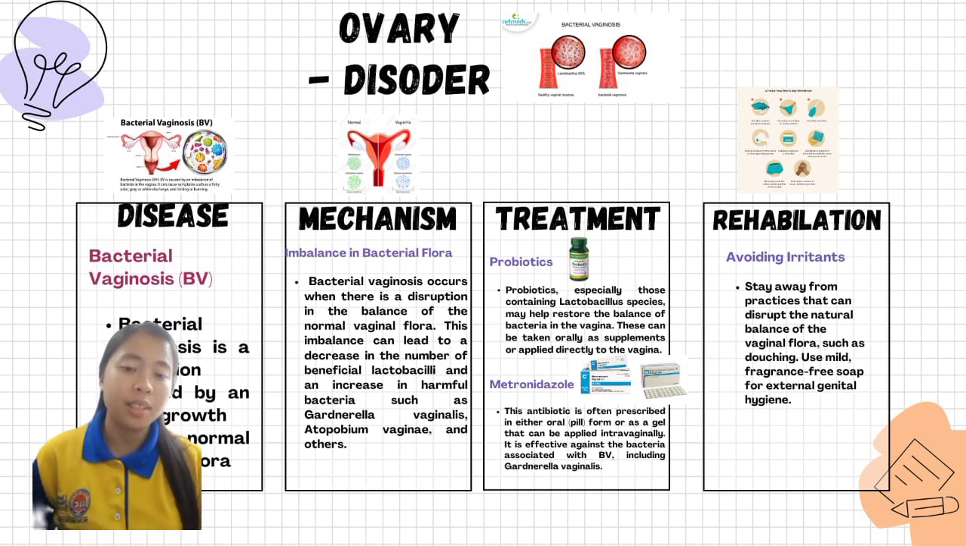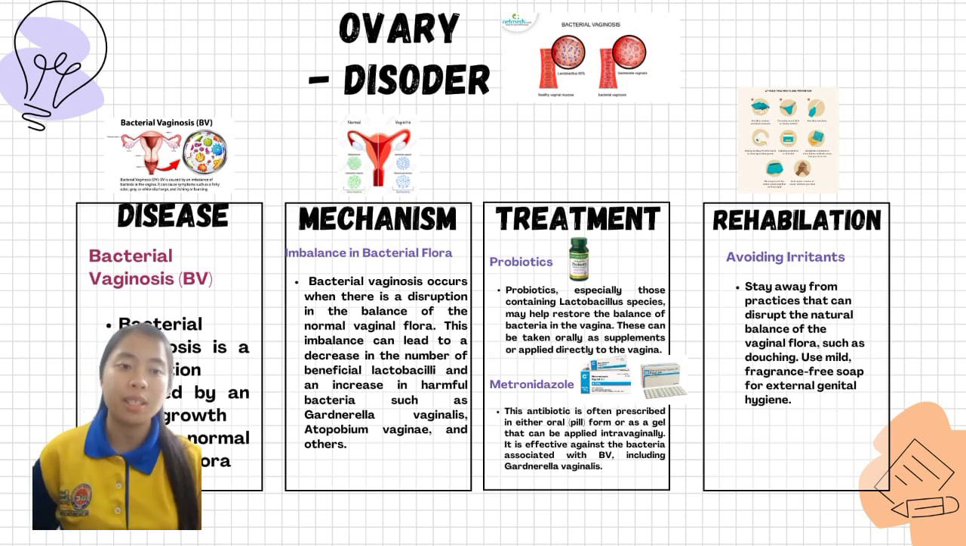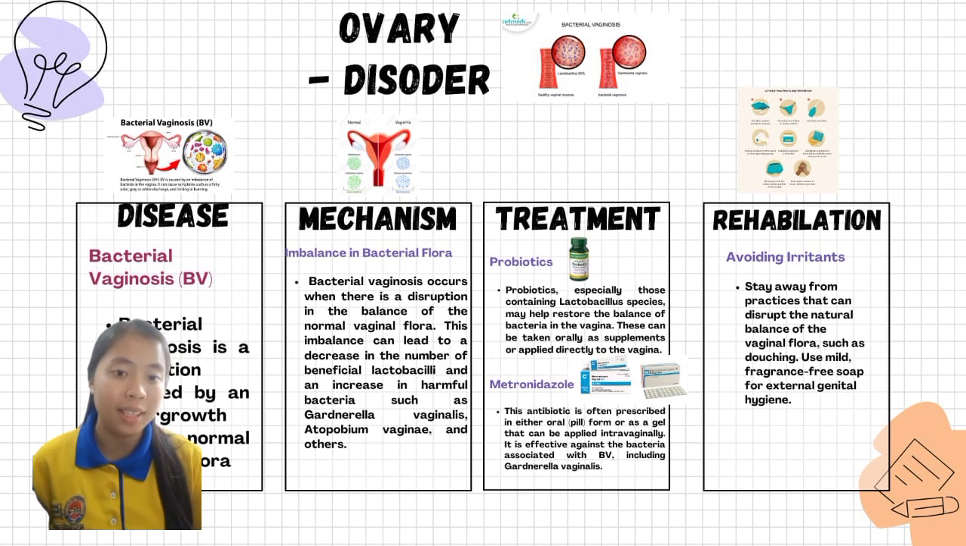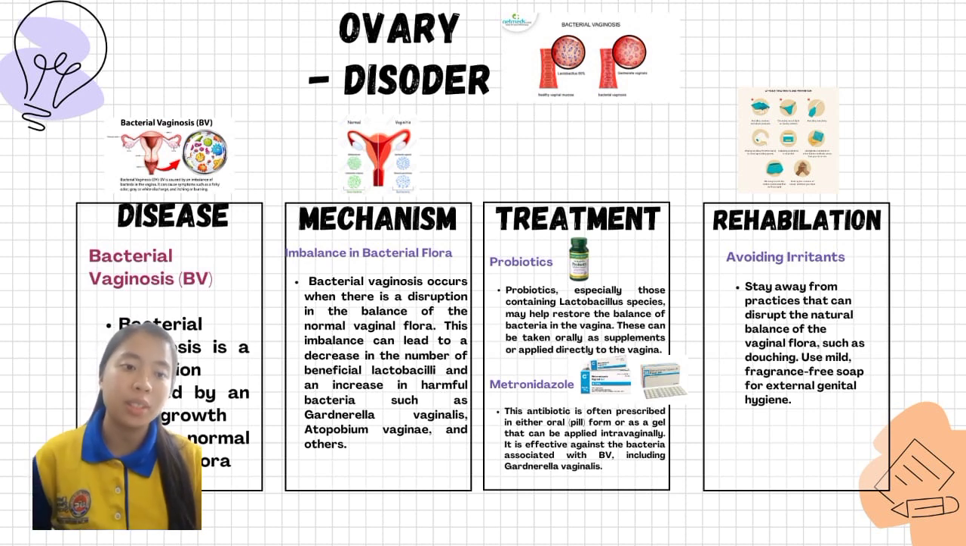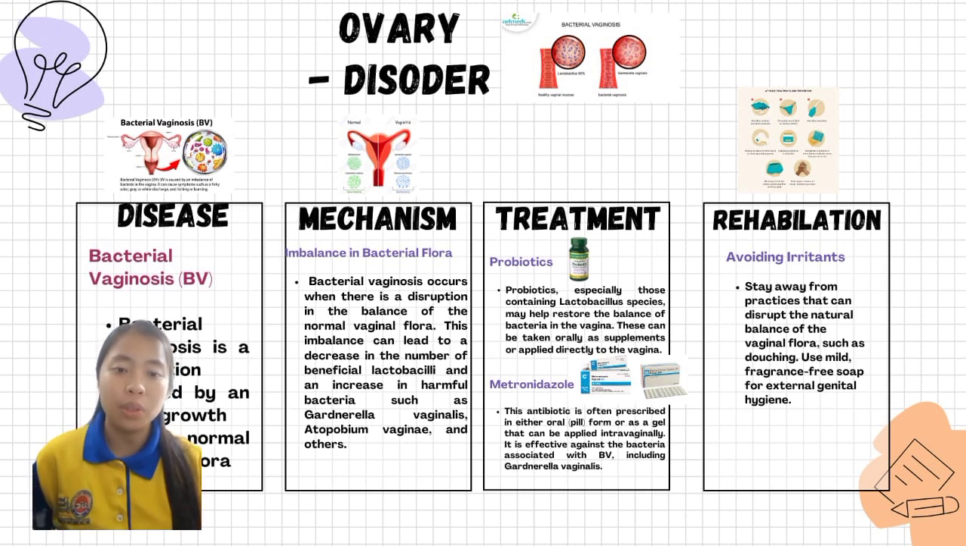For BV treatment, we can provide antibiotics. There are many types of treatment for this BV. For example, probiotics. Probiotics, especially those containing Lactobacillus species, may help restore the balance of bacteria in the vagina. This can be taken orally as supplements or applied directly to the vagina.